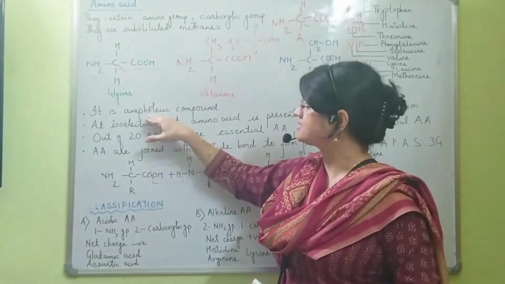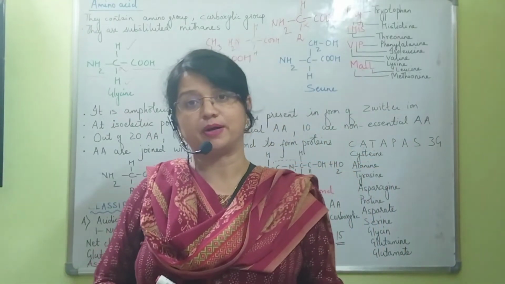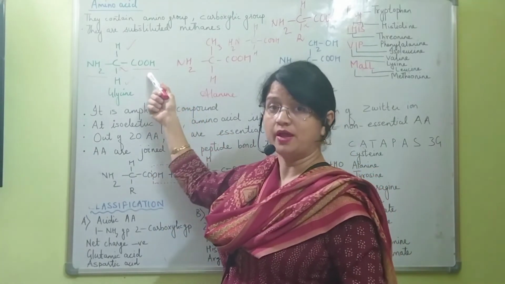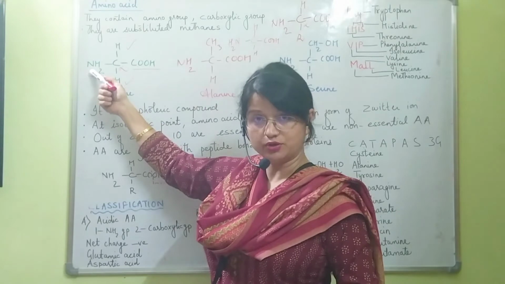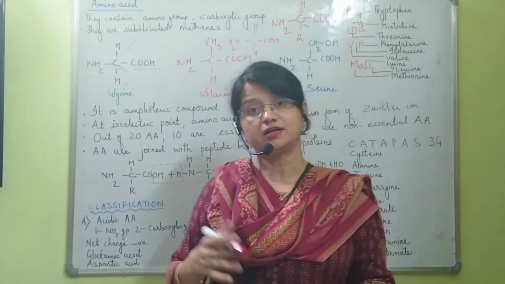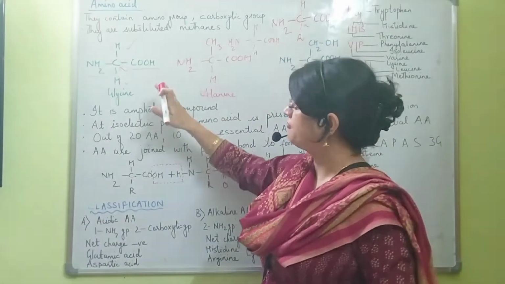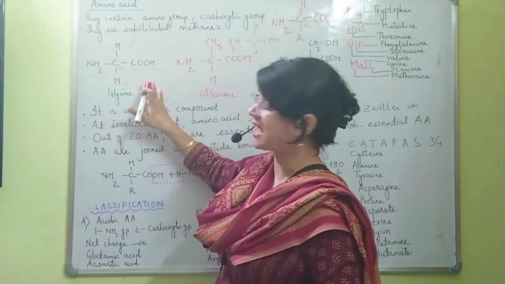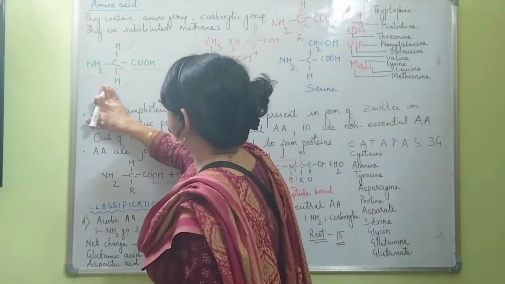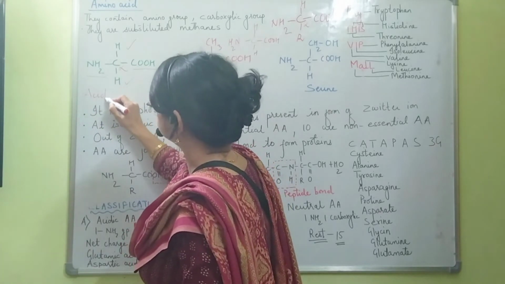Next, it is an amphoteric compound. Now why is it called an amphoteric compound? Because it contains a carboxylic group and an amino group. So that's why it is called an amphoteric compound. Now what happens if you keep this amino acid in acidic pH? Clear? Suppose we have kept this amino acid in acidic pH, what will happen?